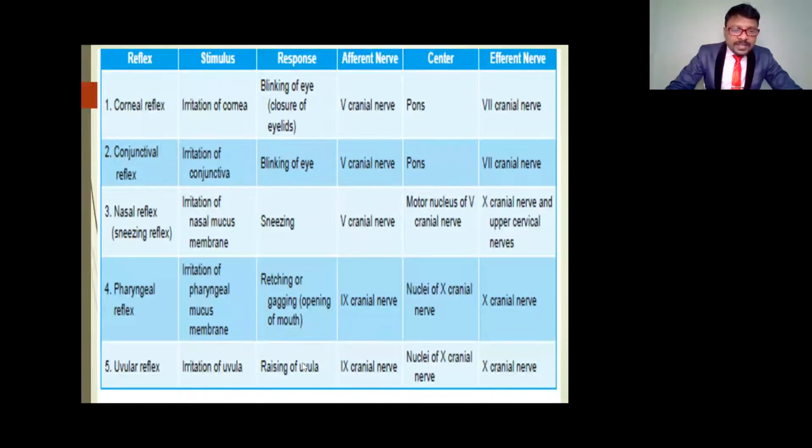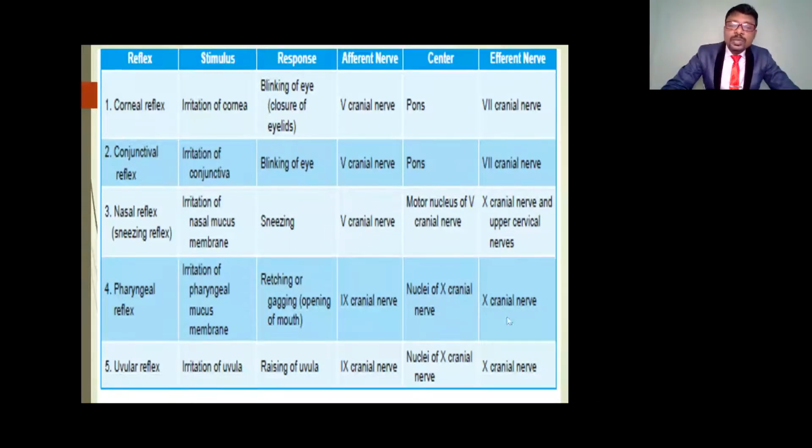Coming to another reflex, the pharyngeal reflex. Pharyngeal reflex means irritation of the pharyngeal mucous membrane. When we give irritation to the pharynx, they are going to get retching or gagging, with opening of the mouth. This stimulus goes to the center through the ninth cranial nerve, the glossopharyngeal nerve, and reaches the center in the cranial nerve.